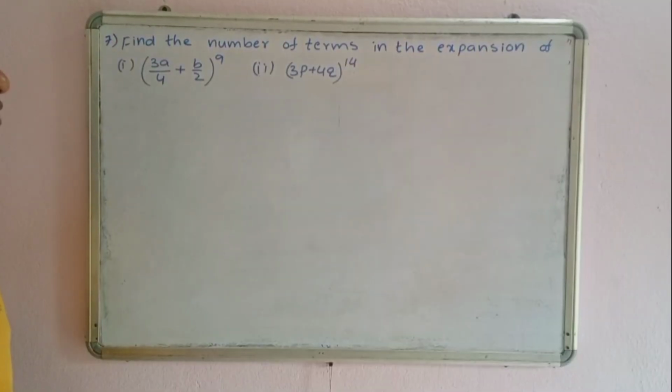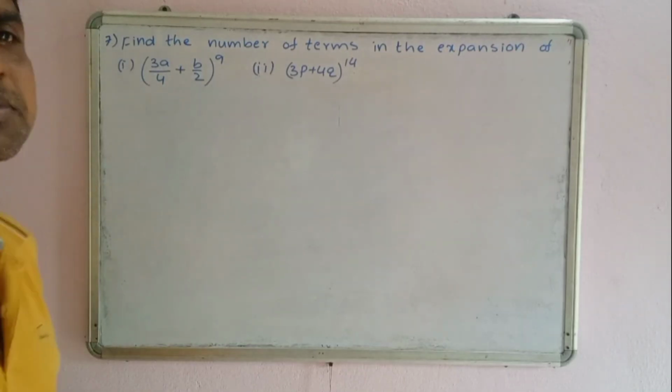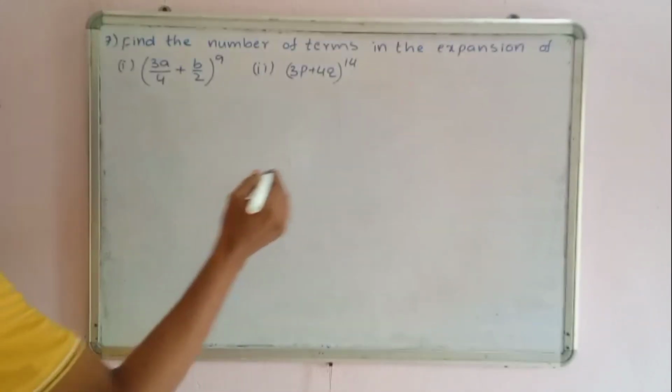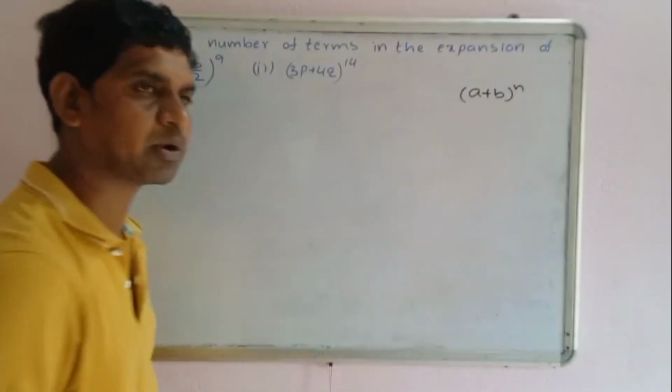Binomial expansion, exercise 7.1, problem 7. Find the number of terms in the expansion of (3a/4 + b/2) whole power 9. Second problem, (3p + 4q) whole power 14. First, how many terms are there in the binomial expansion of (a + b) whole power n?